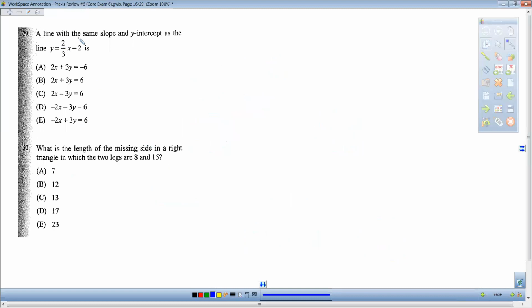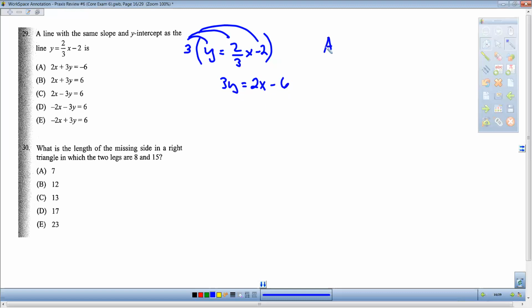29, we want a line with the same slope and y-intercept as this. So notice all of the answers are in standard form. This is in slope-intercept form. So what I'm going to do is, since everything is an integer, I'm going to multiply the entire equation by 3. So 3y is equal to 6/3, which is 2x, and 3 times a negative 2 would be negative 6. So I'm going to write it in the standard form of ax plus by equals c.